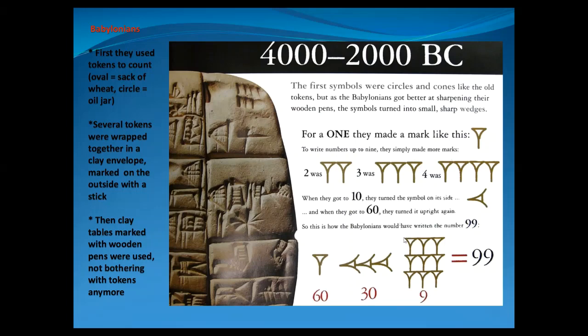For example, we have the upright symbol for 1, and then we have on its side 1, 2, 3, which means 30, and 9 of the first symbol means 9. So we add 60, 30, and 9, and we have 99. That's how we represent numbers in Babylonian writing.